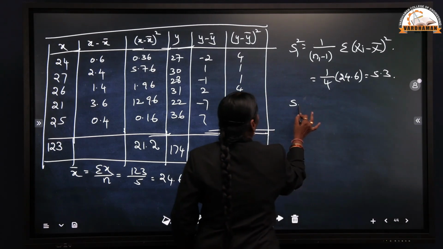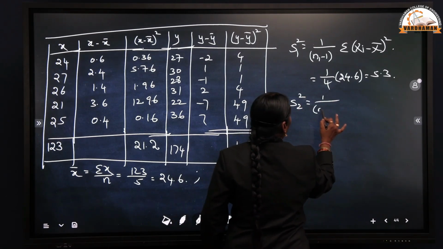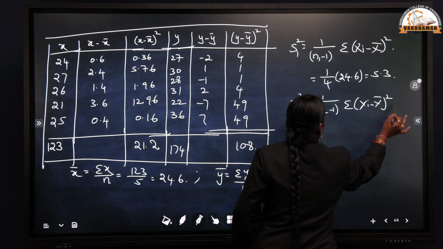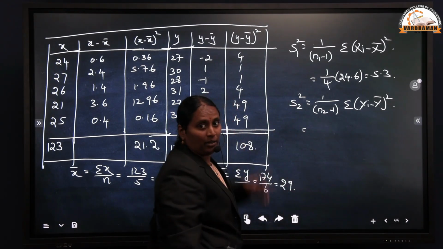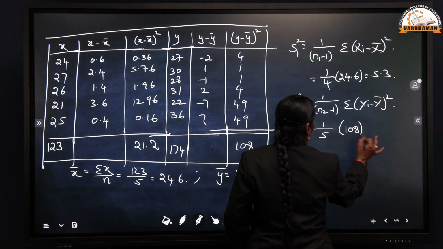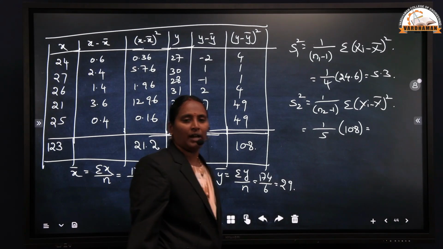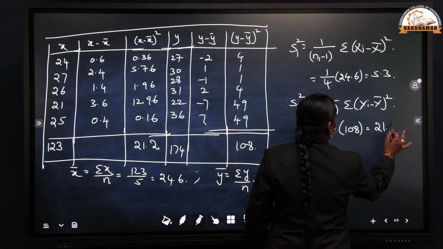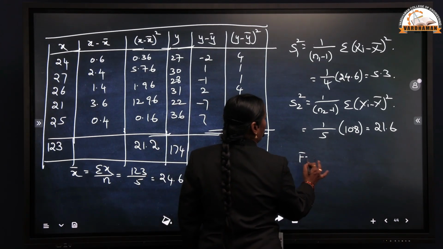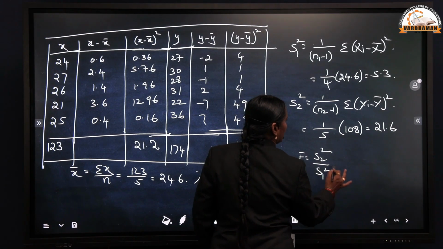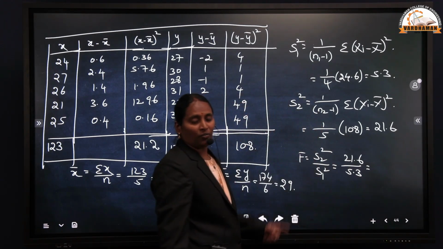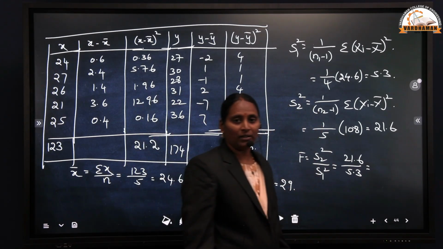In the same way, s2 square is 1 by n2 minus 1 into summation of yi minus y bar whole square. Here n2 is 6 observations, so 6 minus 1 is 5, and the summation is 108. So the value of s2 square is 21.6. Here s2 square is the bigger value, so we write the test statistic F as s2 square by s1 square, that is 21.6 by 5.3. This is the calculated value of F, because the numerator is a greater value than the denominator.